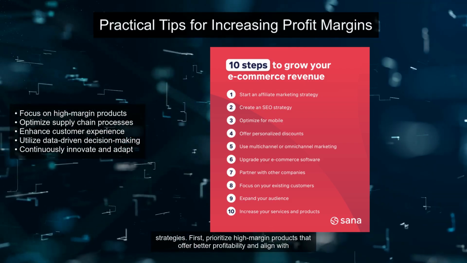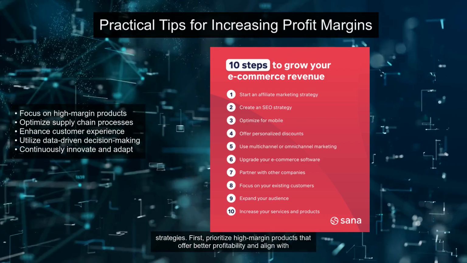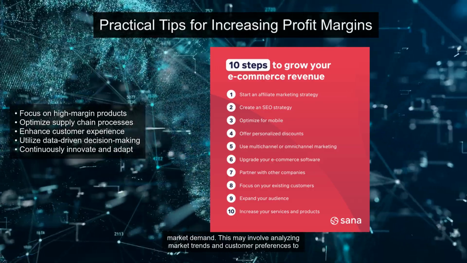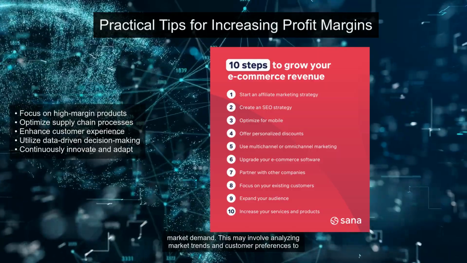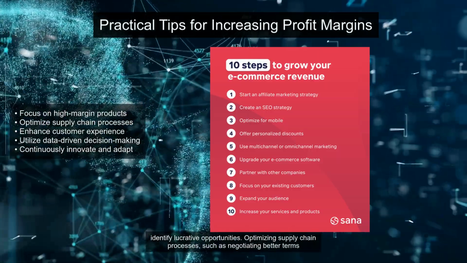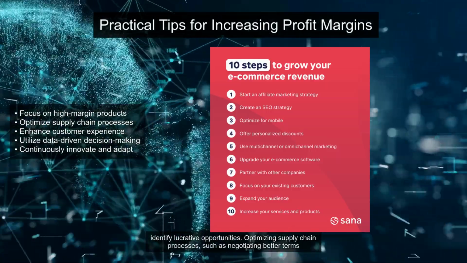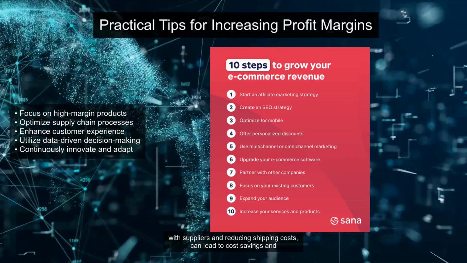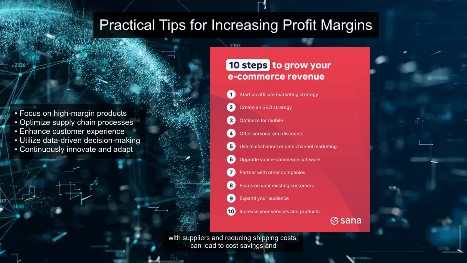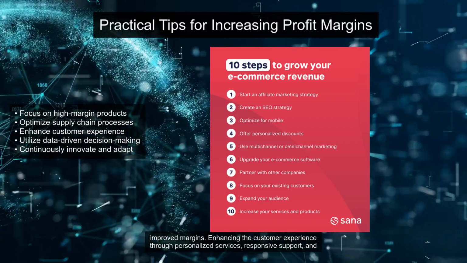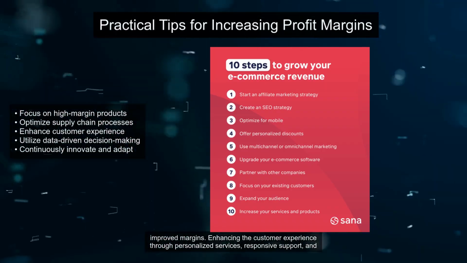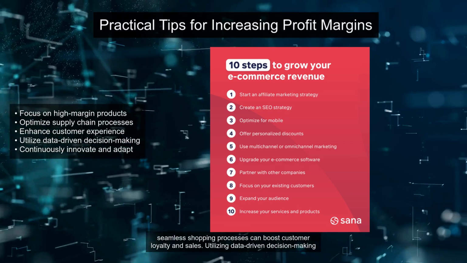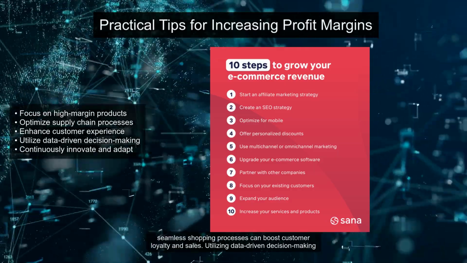First, prioritize high-margin products that offer better profitability and align with market demand. This may involve analyzing market trends and customer preferences to identify lucrative opportunities. Optimizing supply chain processes, such as negotiating better terms with suppliers and reducing shipping costs, can lead to cost savings and improved margins. Enhancing the customer experience through personalized services, responsive support, and seamless shopping processes can boost customer loyalty and sales.